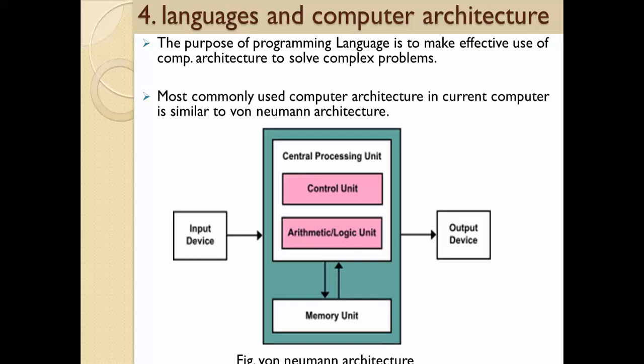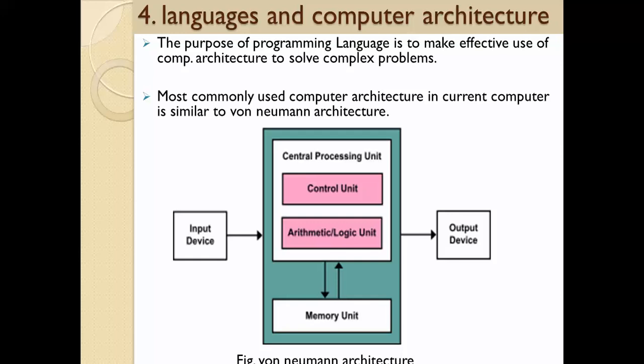So based on that design architecture, a particular programming language is designed. Every programming language follows the structure or architecture of the computer, right? Mostly used computer architecture in current computers is similar to the Neumann architecture. That is the first architecture, invented by Neumann, and the name itself is Neumann architecture.